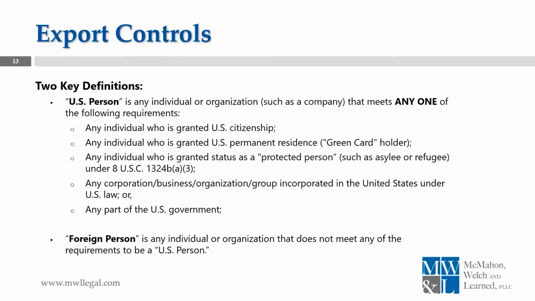Some other key definitions. Who is a US person? It's someone who meets any one of these. The two most common are someone who has US citizenship or someone who's been given permanent residence, i.e., what used to be called green card holders. But there are also asylees and refugees, corporations, and any part of the United States government. A foreign person is very easily defined. If you're not a US person, you're a foreign person.